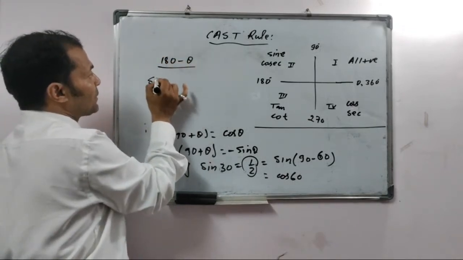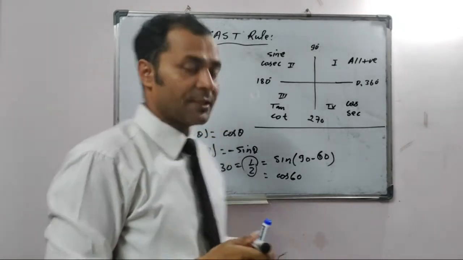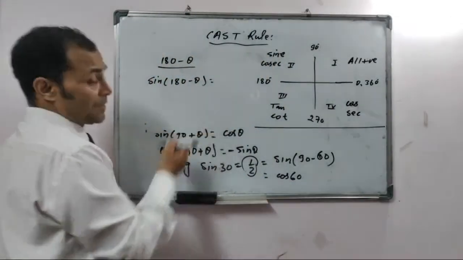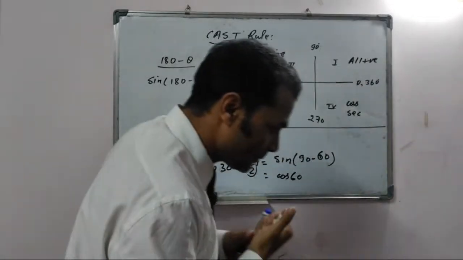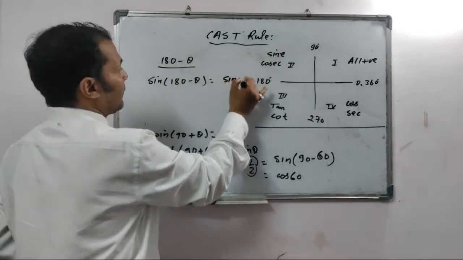Can anyone tell me what is the value of sine 180 minus theta? Anyone, guys? Try, and you can just mention it in the comments as well. What should be the value? So this will be sine theta.